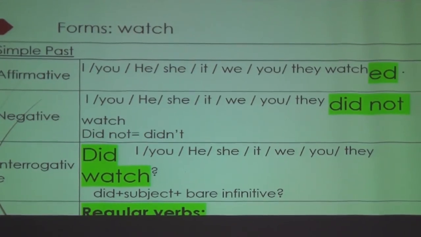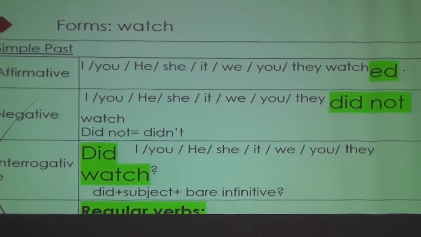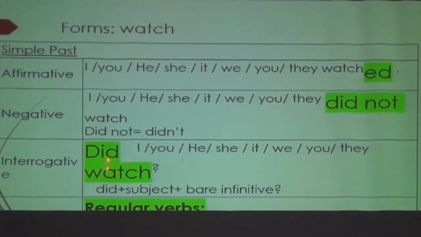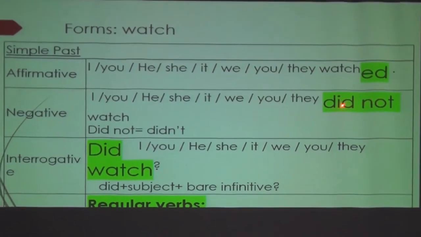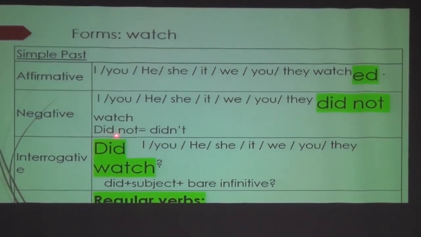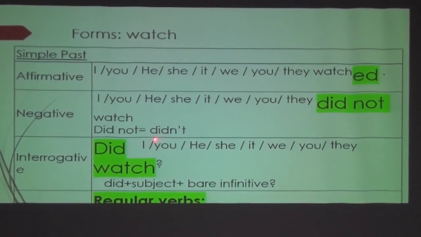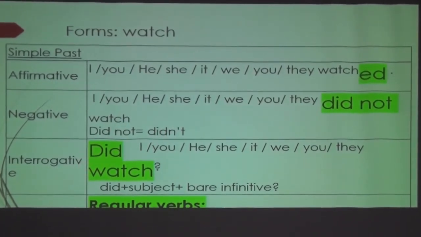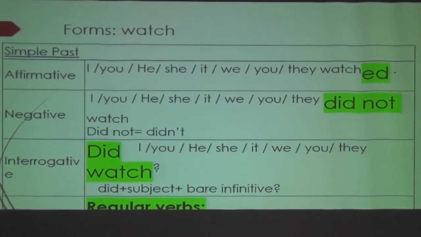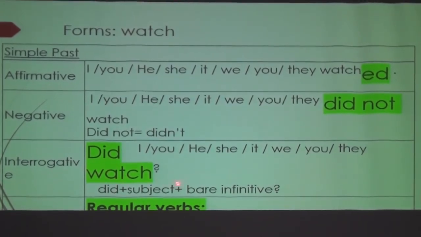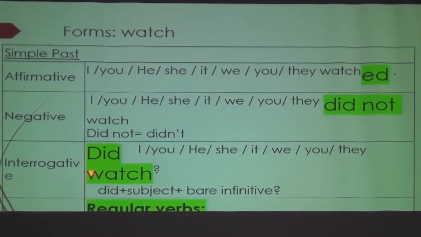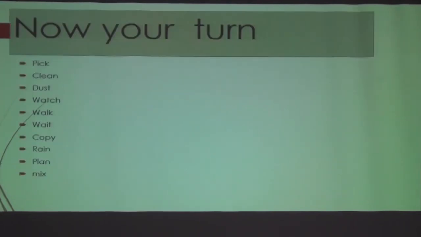For the negative, you have I, you, he, she, it, we, you, they, did not. So, did not equals didn't. Full form and short form. For the interrogative, we have did plus subject plus bare infinitive. You can see here the verb is not conjugated. It is in the bare infinitive. This is the case of regular verbs.